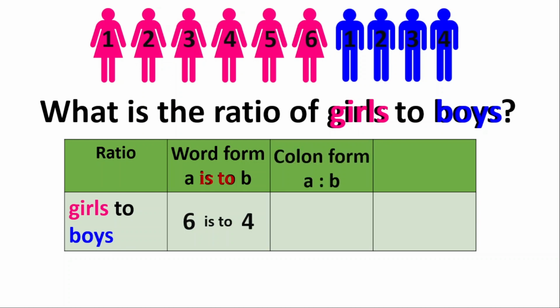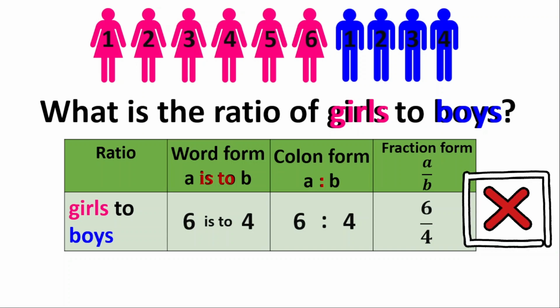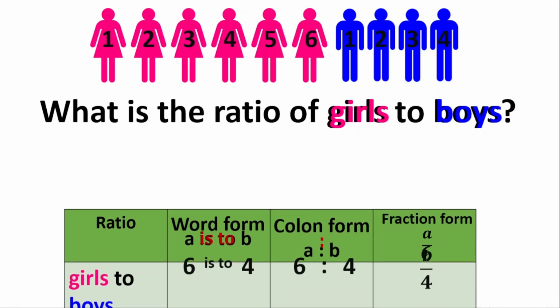The second form is the colon form, where the phrase "is to" is replaced by a colon. So the ratio is 6:4, but it is still read as 6 is to 4. Finally, ratios can be expressed in fraction form, where the first quantity serves as the numerator and the second quantity serves as the denominator. Remember that ratios can only be expressed in fraction form when two quantities are being compared. If a comparison involves more than two quantities, then ratio cannot be expressed in fraction form.